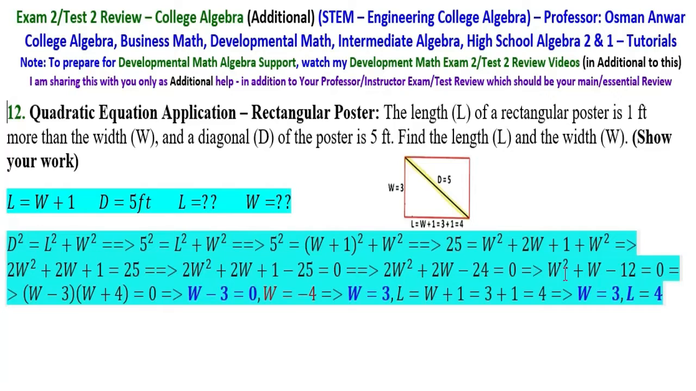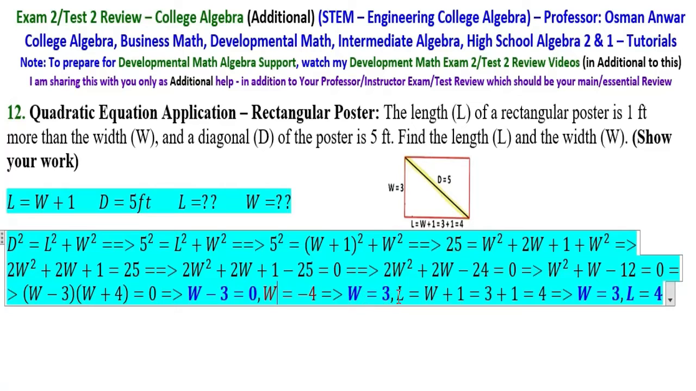This can be factored as W minus 3 times W plus 4. So this is W minus 3 equals 0, or W plus 4 equals 0. That is W equals 3 and W equals minus 4. So W equals 3 is the solution. W equals minus 4 is not the solution because the width cannot be negative.